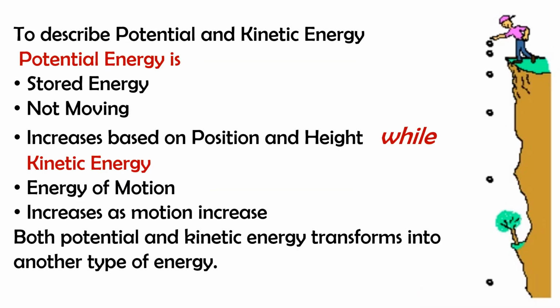Class, to describe potential and kinetic energy: potential energy is stored energy, energy that is not moving, energy that increases based on position and height, while kinetic energy is always energy of motion. As energy increases, motion also increases. Both potential and kinetic energy transform into another type of energy.